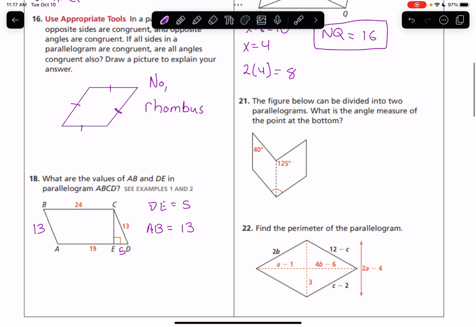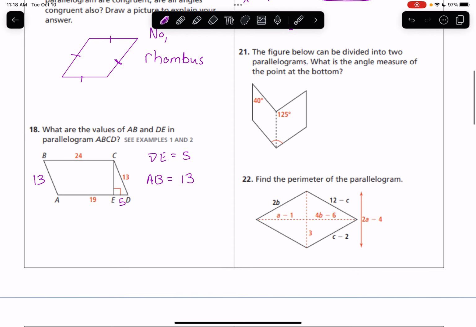Number 21, the figure below can be divided into two parallelograms. What is the angle measure at the bottom? Because the opposite angles of a parallelogram are congruent, 40. And then on the other parallelogram we say, well, if this angle is 125, the adjacent angles are supplementary. So the angle down at the bottom here is 55, which means our angle is 40 plus 55 degrees, which is 95 degrees.